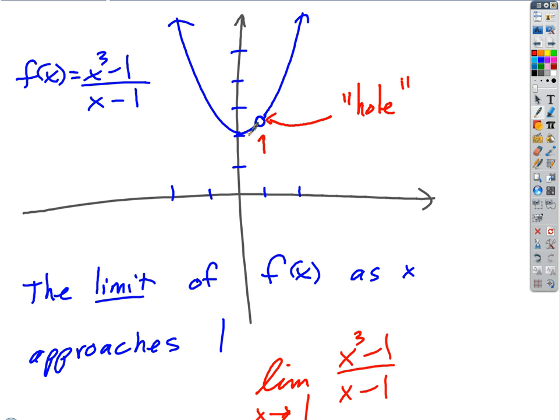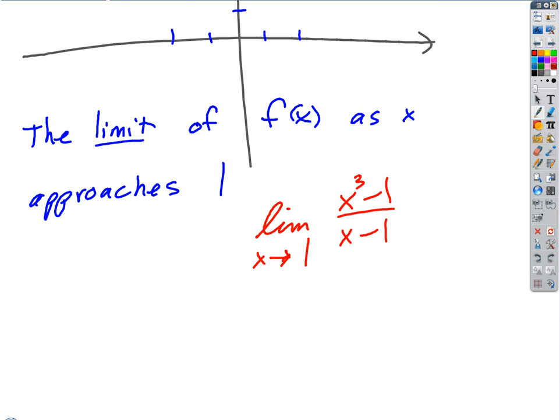3. Okay, as x approaches... did I do this right? As x approaches, well, oh, that's what we got. Yeah, it was 3, wasn't it? So I didn't graph it very well, but you get the idea. So the limit of this function as x approaches 1 is equal to 3.